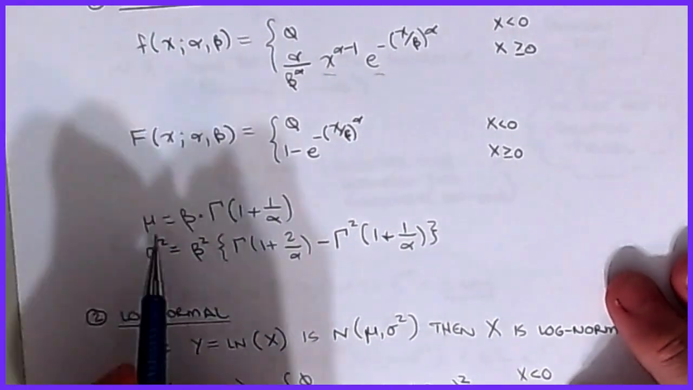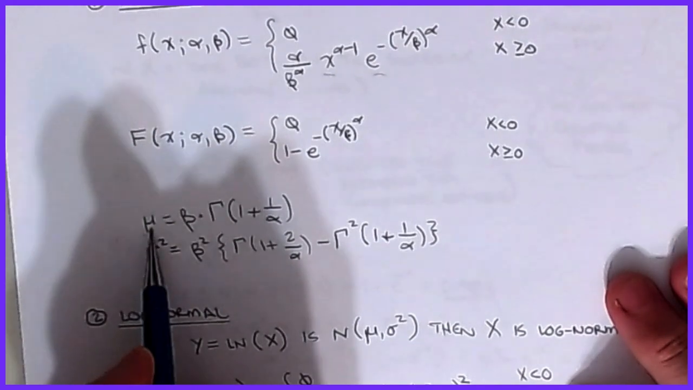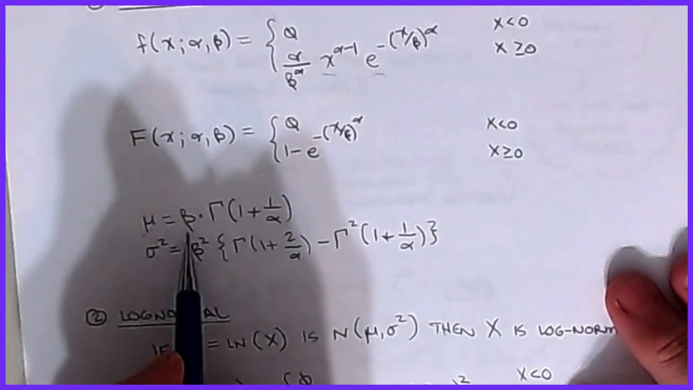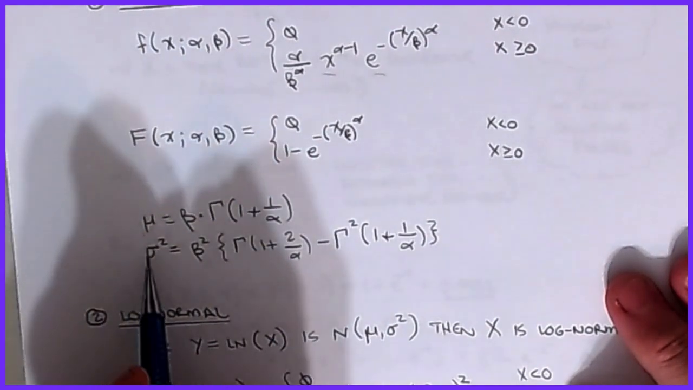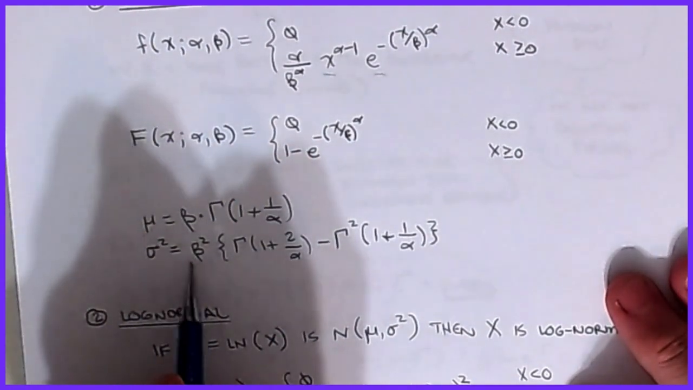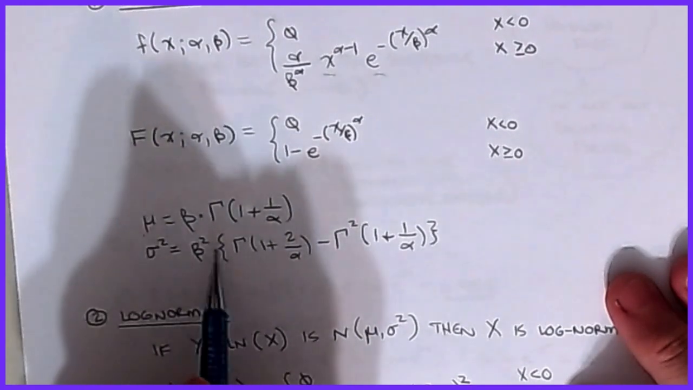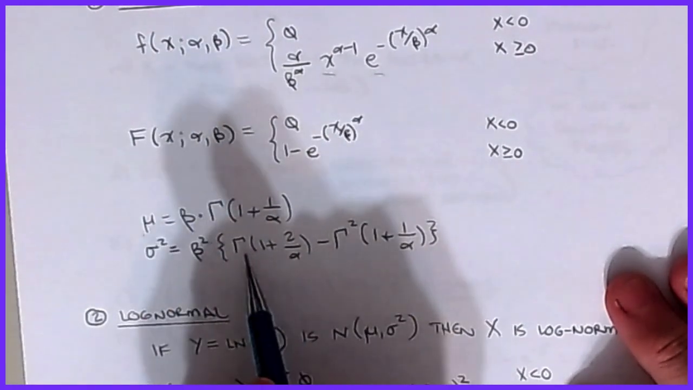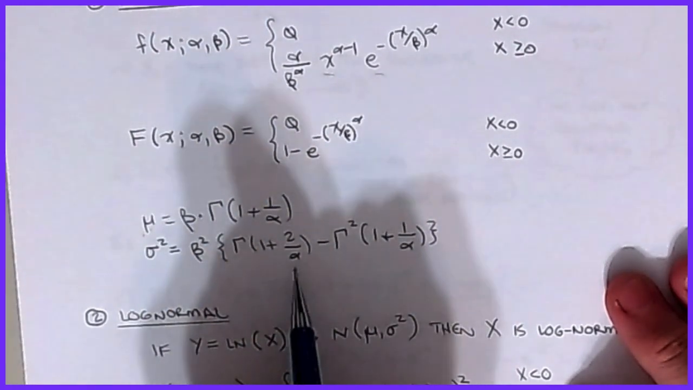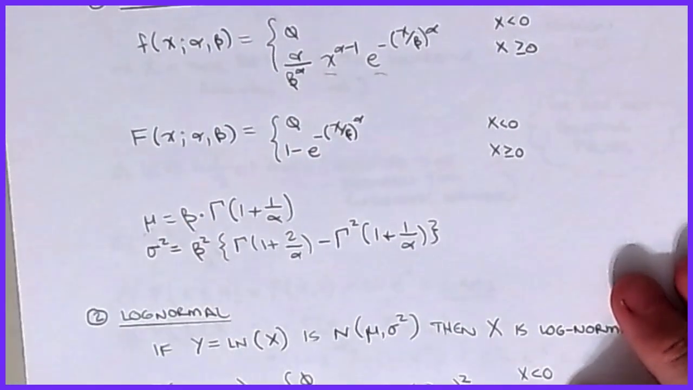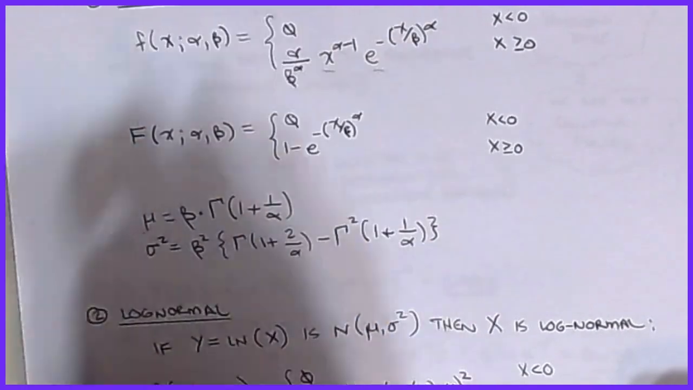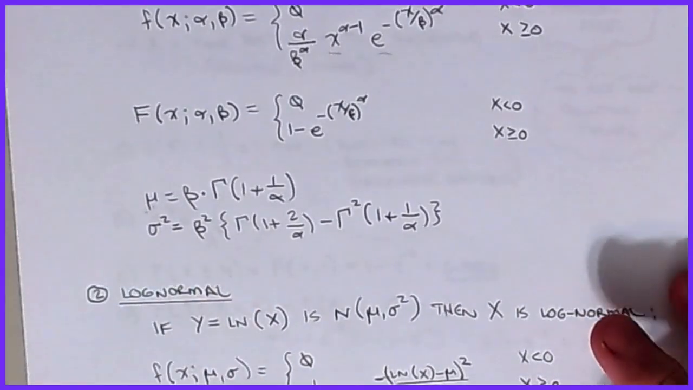Then the expected value of the Weibull, the population mean, is going to be beta times gamma of 1 plus 1 over alpha, and the variance, sigma squared, will be beta squared, multiplied by the sum of these two quantities: gamma of 1 plus 2 over alpha minus gamma squared of 1 plus 1 over alpha. So it's a little bit of a different animal. You'll see this from time to time, but we're not going to do much with it in this series.